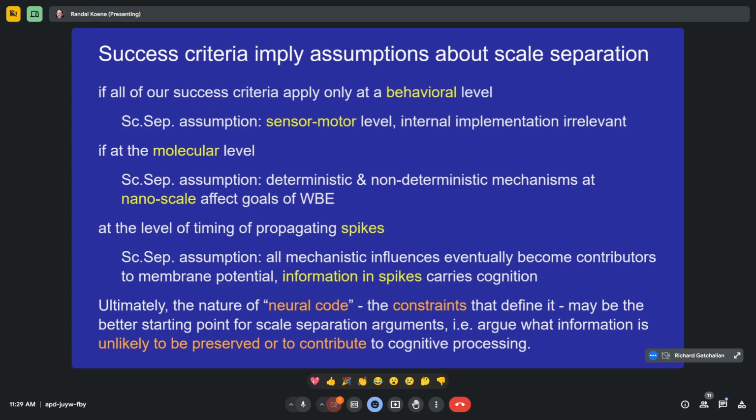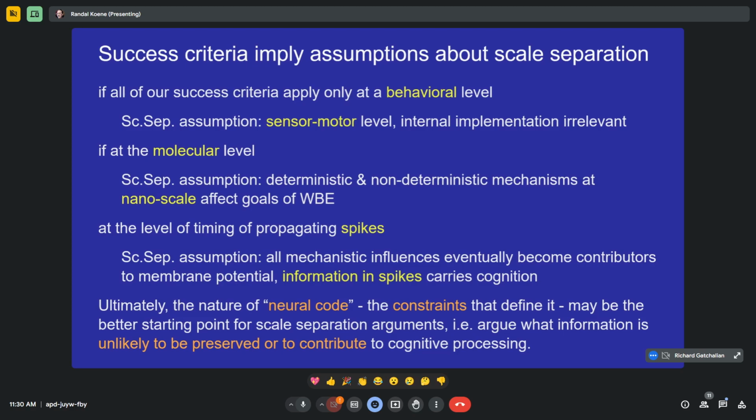And here are three examples where the application level of success criteria leads to corresponding assumptions regarding scale separation. So relating the behavioral level to sensory motor, you can make the assumption that, at that sensory motor level, if that's behavioral only, then the internal implementation is irrelevant. There's the molecular level to nanoscale mechanisms. Here, if we're looking at that level, then our assumptions are that deterministic and non-deterministic mechanisms at nanoscale affect the goals of whole brain emulation in some way.